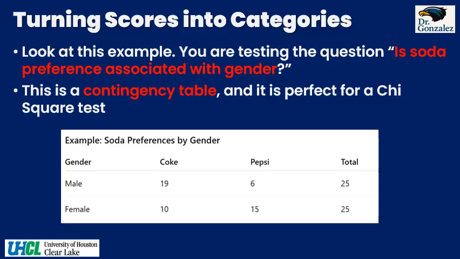What we have here is a table with our options of Coke and Pepsi, okay? And then we have our male and female. You can see here 19 males preferred Coke, 10 females preferred Coke. 6 males preferred Pepsi, and 15 females preferred Pepsi. And if you sum this across male and you sum across female, you'll see you have 25 and 25, which would be a total of 50.